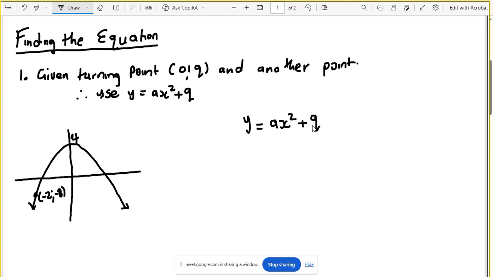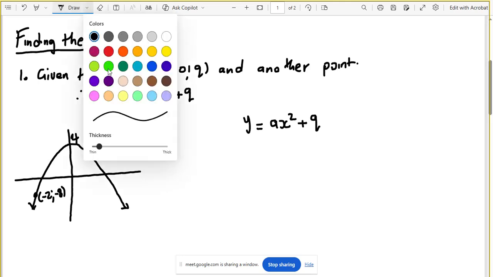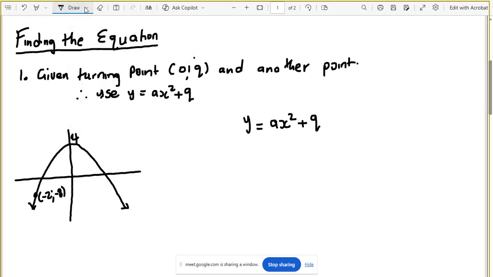Okay, and we said that you need to first substitute the points, the y value. We talked about the y value of the turning point being the value of q. As you can see, the coordinates of the turning point is 0 and 4, meaning the value of q is 4. We just have to substitute that on the equation. Where there's q, we need to put that 4, which gives us y is equals to ax squared plus 4. Are you happy with that?